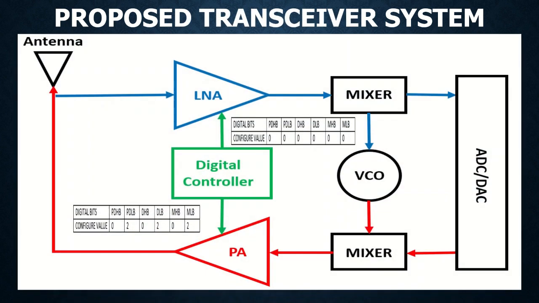The advantages of using the digital controller in our design are to save cost and to solve the area issues stated before. In addition, we have included mixers and VCO in our design as well. In our proposed transceiver system, we set all the digital bits to low in order to switch on the receiver. Meanwhile, to switch on the transmitter, we need to set the PDLB, DLB and MLB bits to high.